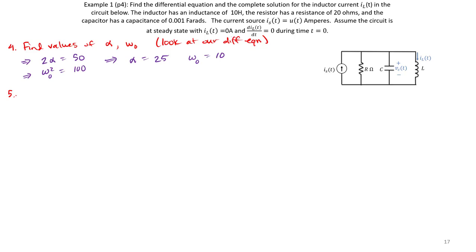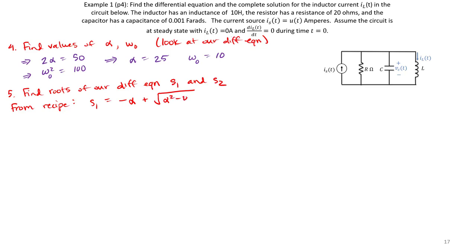Now we can continue to step 5. In step 5, we need to find the roots of our equation. And remember, the roots come from the process of determining the natural response. These roots are S1 and S2. We know from our recipe that S1 is negative alpha plus the square root of alpha squared minus omega naught squared, and S2 is negative alpha minus the square root of alpha squared minus omega naught squared.